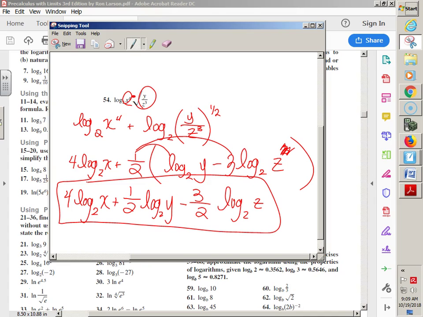Okay. Is that okay, bud? Yeah. Because they're all log base 2's from the beginning. My z's, I put a little line through to distinguish it from 2's.